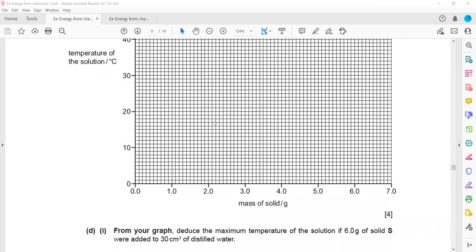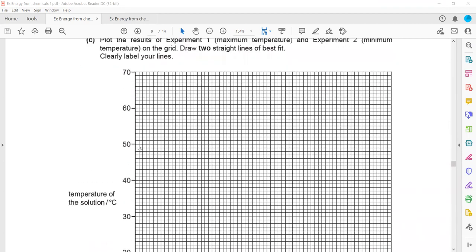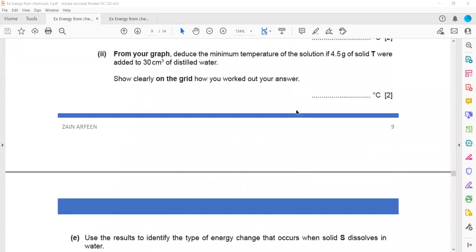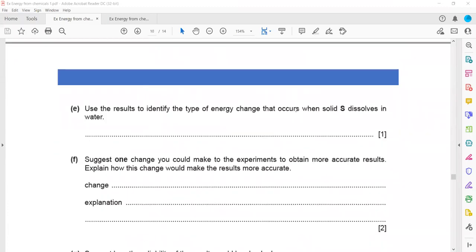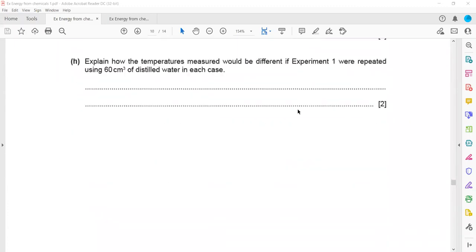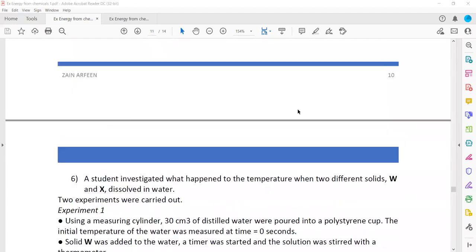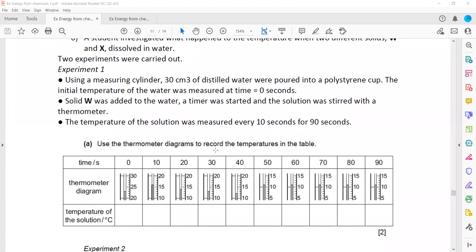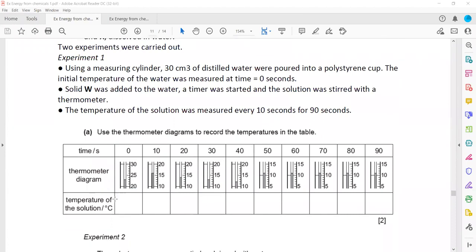So we have to sketch a graph here, temperature of a solution, and draw the best fit line according to the values. The remaining parts are not related to the topic, they're related to another chapter. Use the thermometer diagram to record the temperature in the table. What are the temperatures in the table? Can you complete it using the screen annotation? You can just state the value, the temperature reading.